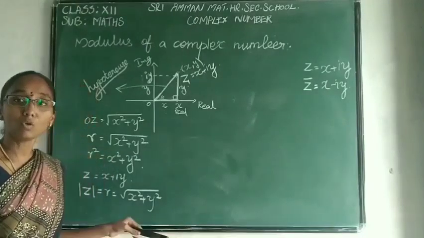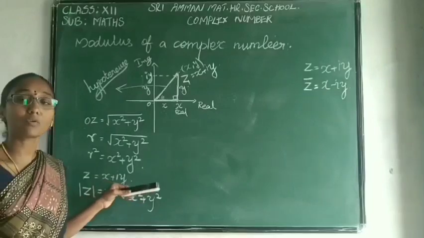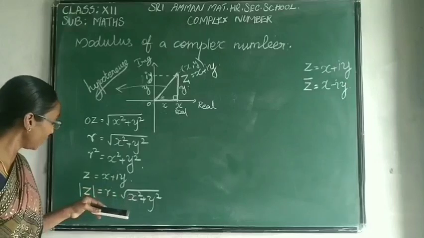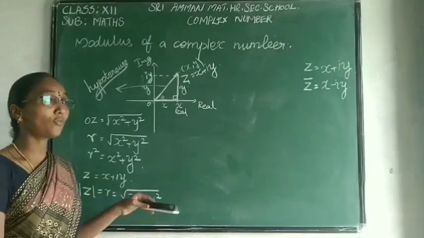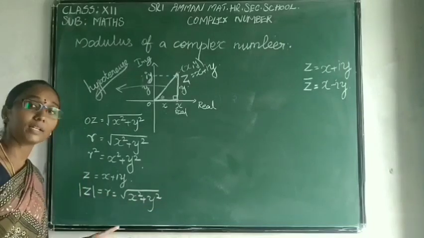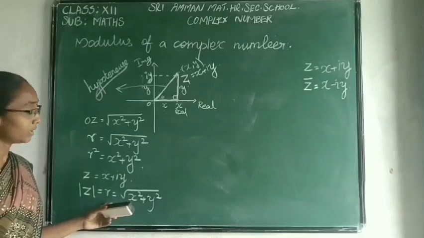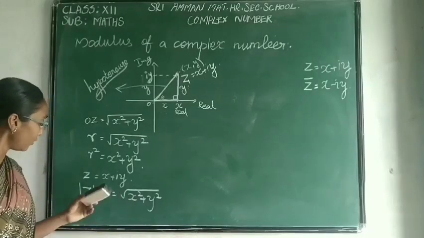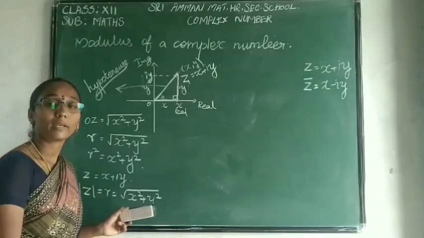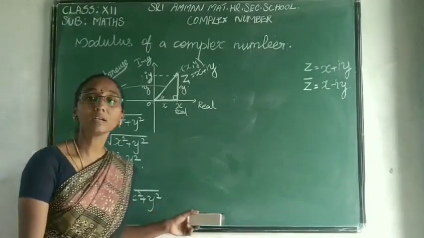We define the value of Z as x plus iy. So we define the modulus of Z as root of x squared plus y squared. It is also represented by the small letter r. Here you study only mod Z; in the exercises afterwards the letter r is used in the sums.